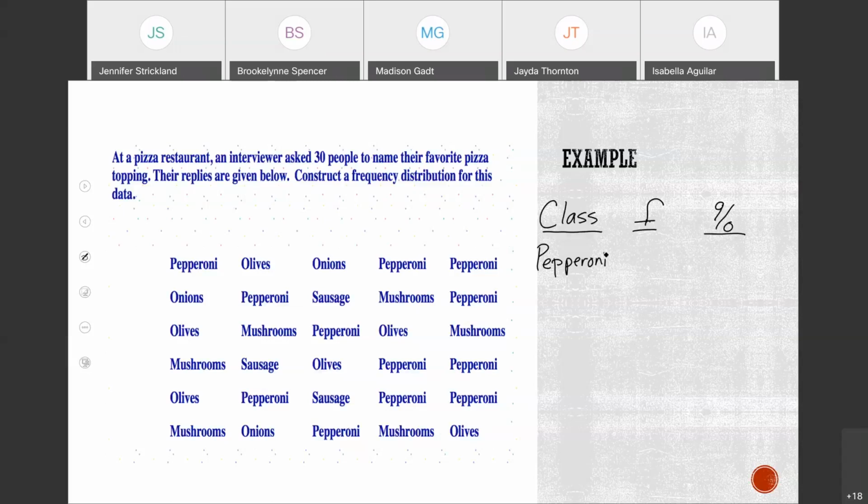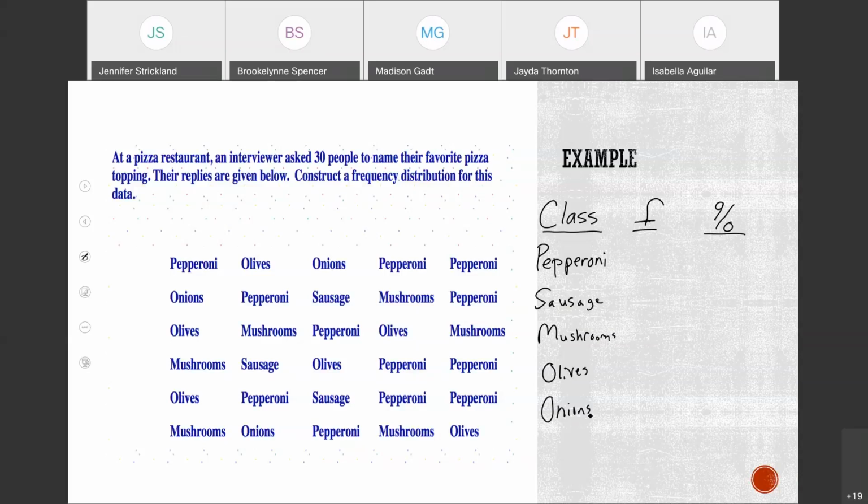Okay, what else do we have? Sausage. Mushrooms. And olives. And onions. And I think that gets it, right? So just make a list of the things that are in your data set.